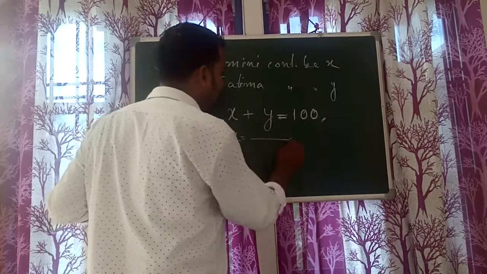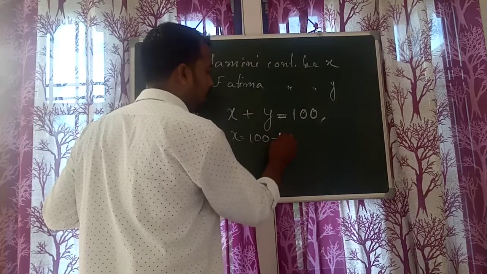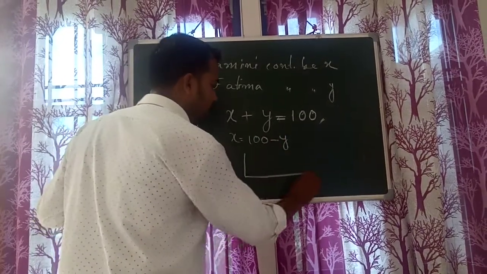x plus y is equal to 100. When y goes to that side, it will become minus. Then make a table.